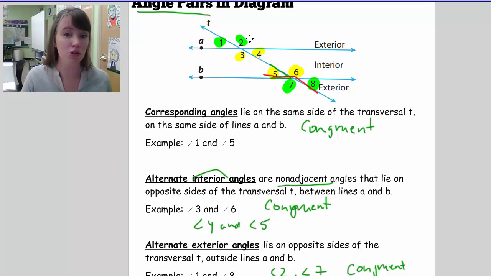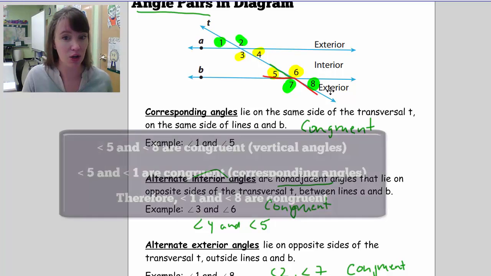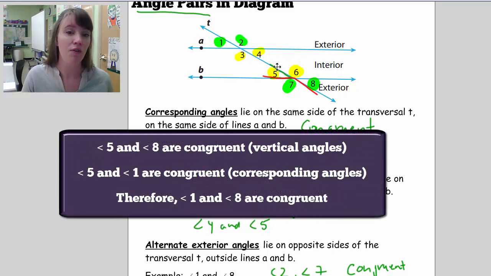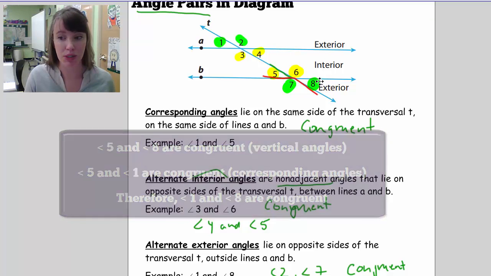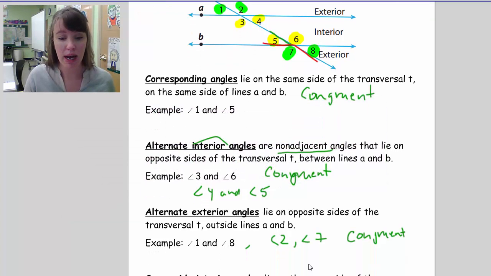So that means the alternate exterior angles are also congruent. You'll see that that's the same angle. Likewise with 5 and 8, they are congruent because they're vertical angles. 5 and 1 are congruent because they're corresponding. So 1 and 8 must also be congruent.